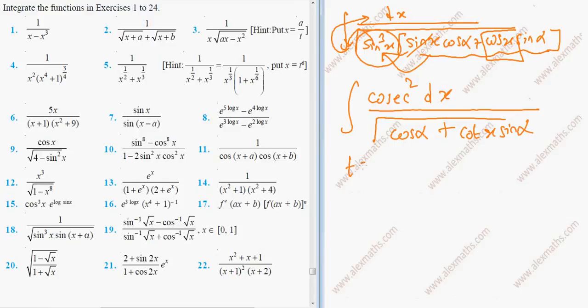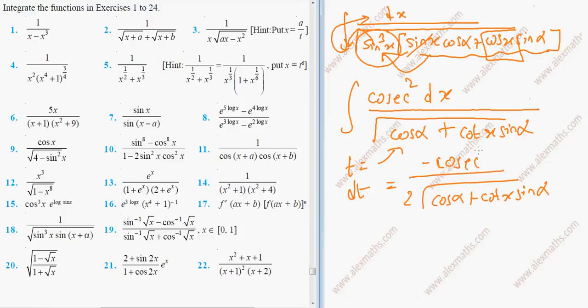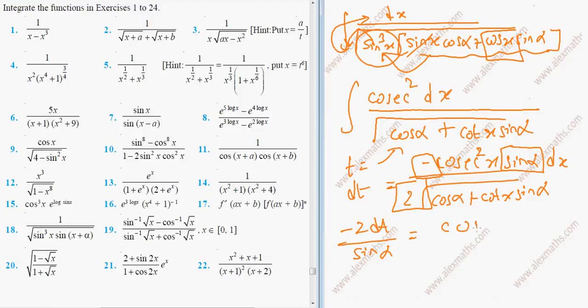Now take the entire denominator as t along with the root, so dt will become 1 by 2 root of cos alpha plus cot x into sin alpha. Then differentiation of this, cot x is minus cosecant square x into sin alpha dx. So we can carry this sin alpha and 2 and minus sign to the other side. So minus 2 dt by sin alpha will be the entire term we need to integrate, cosecant square x dx by root of cos alpha plus cot x sin alpha.